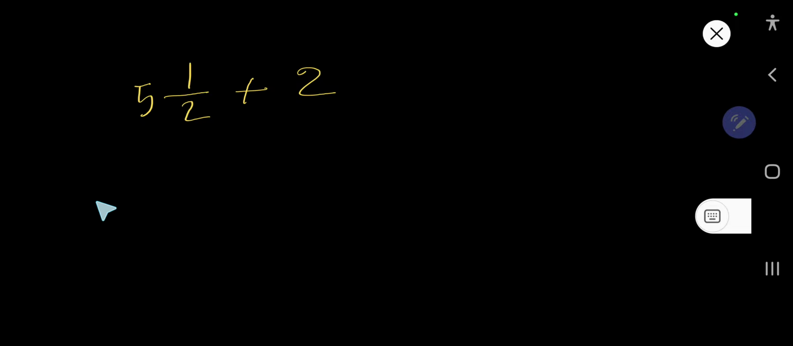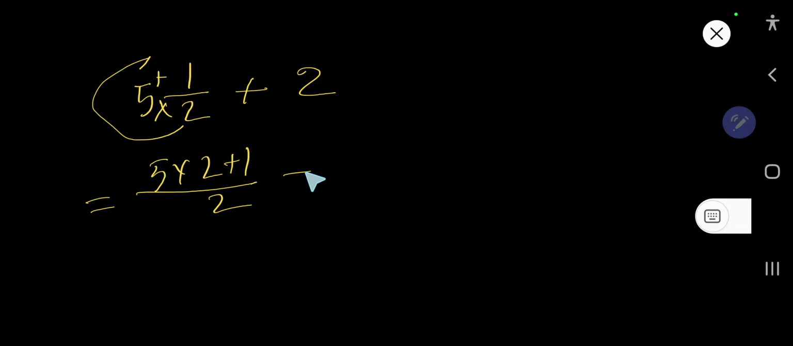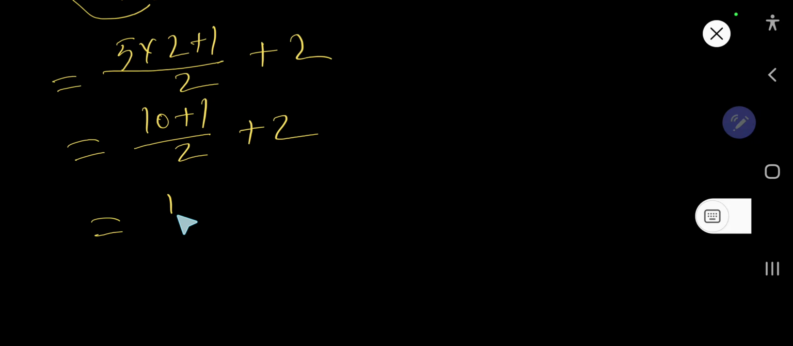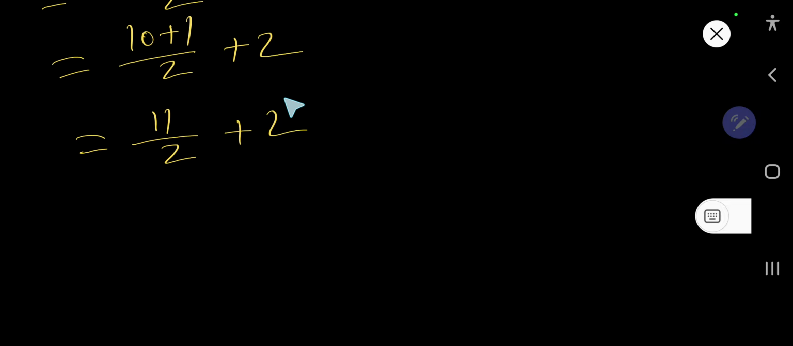So at first you need to change this mixed fraction to improper fraction. That is why you need to multiply the whole number and the denominator, and then you need to add the numerator. So 5 times 2 plus 1 divided by 2 plus 2. So 10 plus 1 divided by 2 plus 2. So 11 over 2 plus 2.